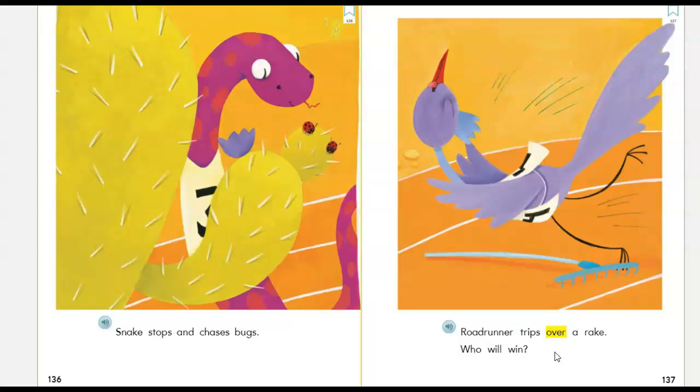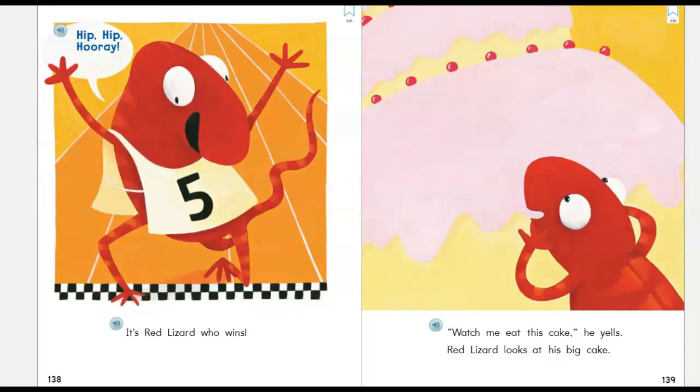Ooh, so it seems like everyone so far is not having a great race. They are either getting distracted or falling. So who do you think might win the race? Let's see. It's Red Lizard who wins. Hip hip hooray! Watch me eat this cake, he yells. Red Lizard looks at his big cake.